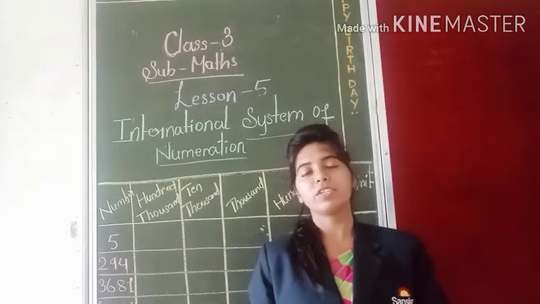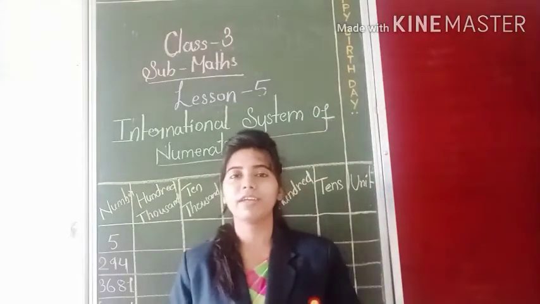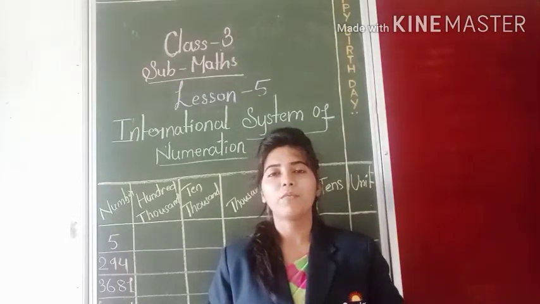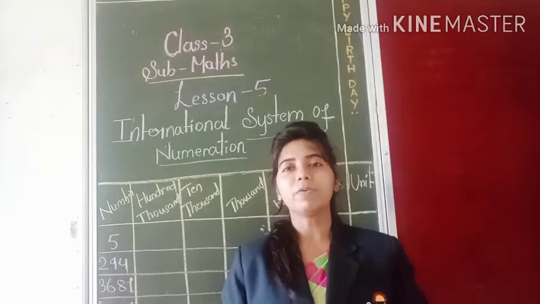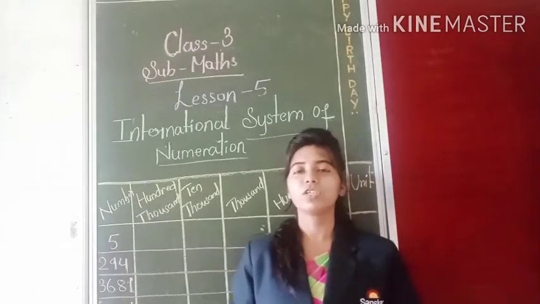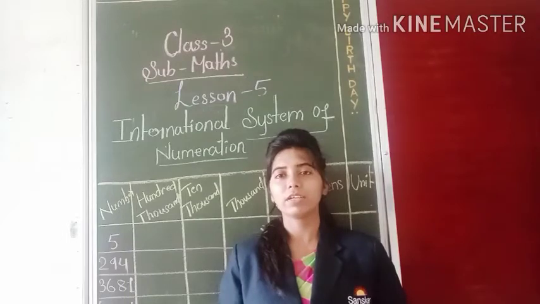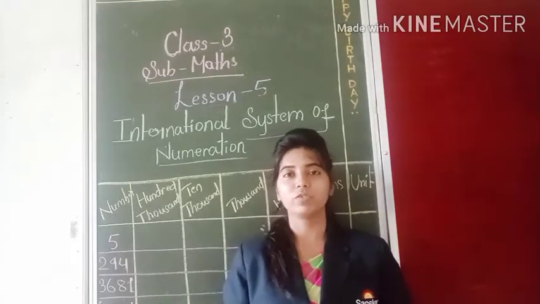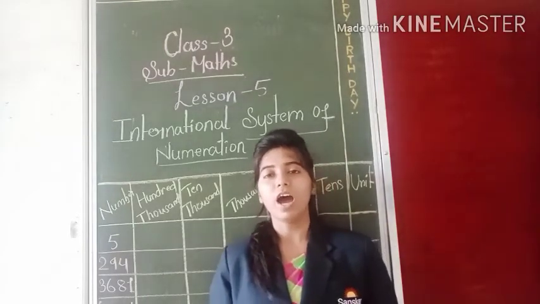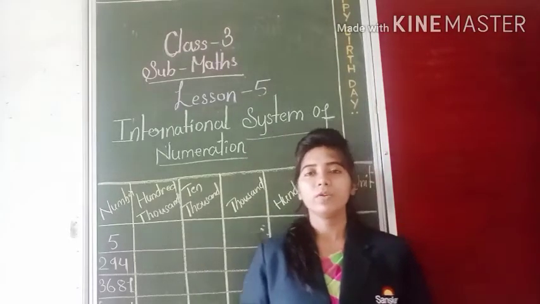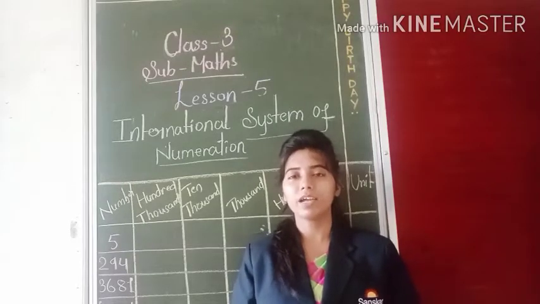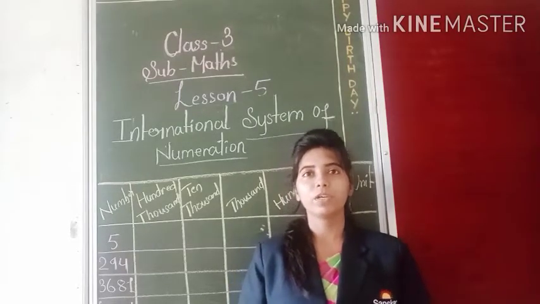What's the difference between Bharatiya Ganna Pranali and the International System of Numeration? In Bharatiya Ganna Pranali, after thousand we use lakh, crore, etc. According to the International System of Numeration, after thousand, what will come? After thousand, million, billion, etc. will come.